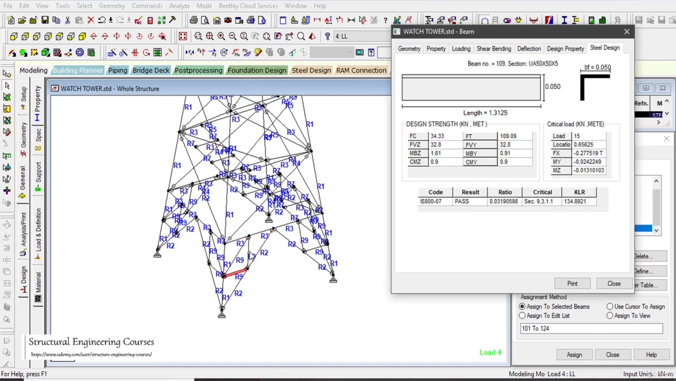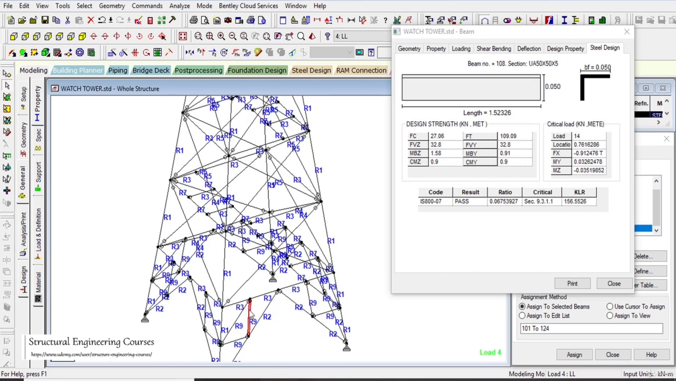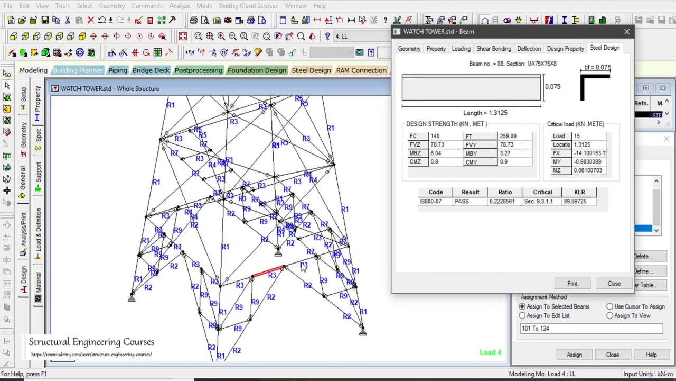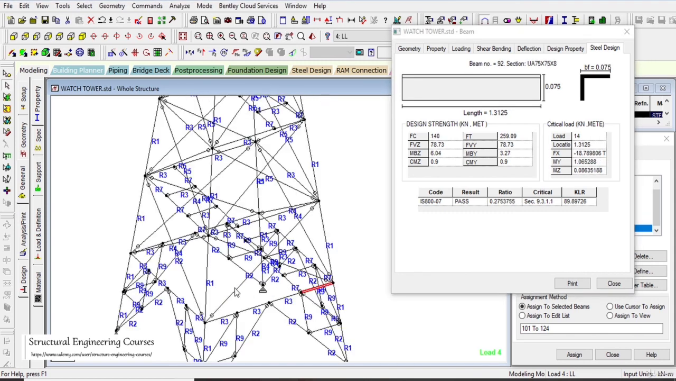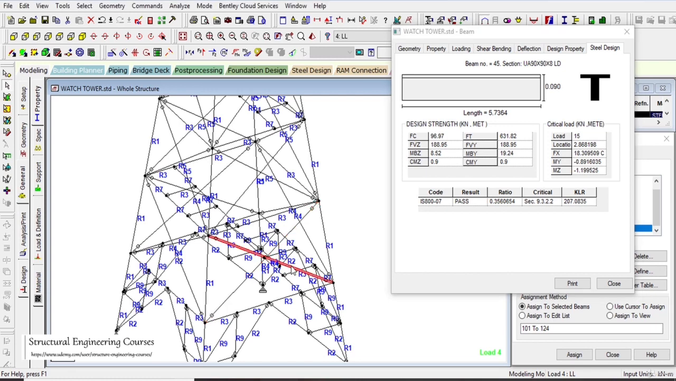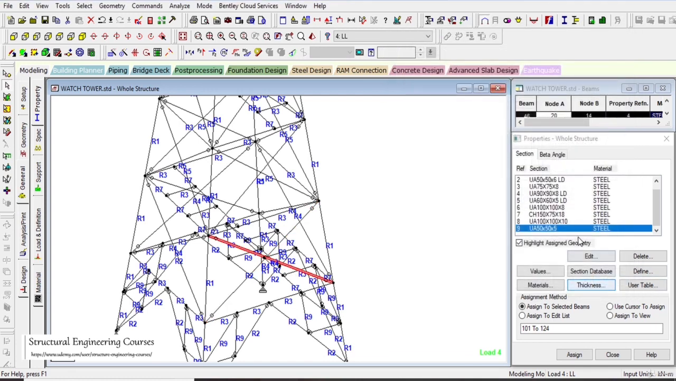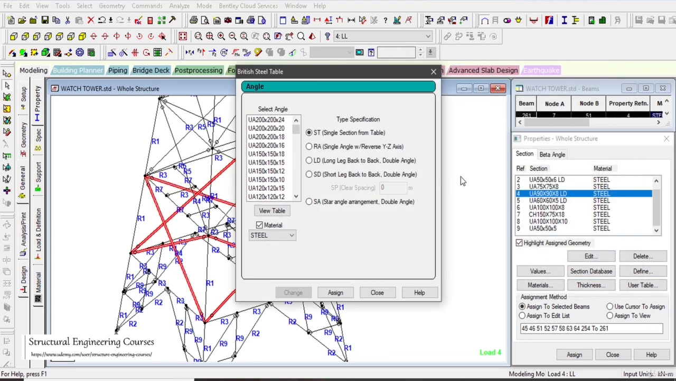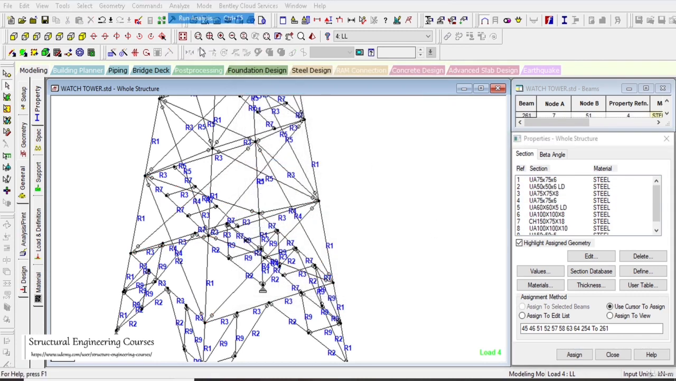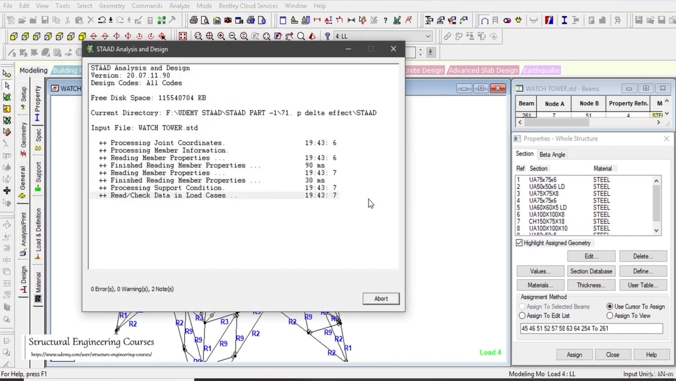Here also we can see that the bracing is also very much on the higher side. Here also the tie member, it is showing very high margins here. Here also we can see that only 35% is the ratio. So what we can do for this member is that we can decrease it to 75 75 6. So again we can analyze the structure.